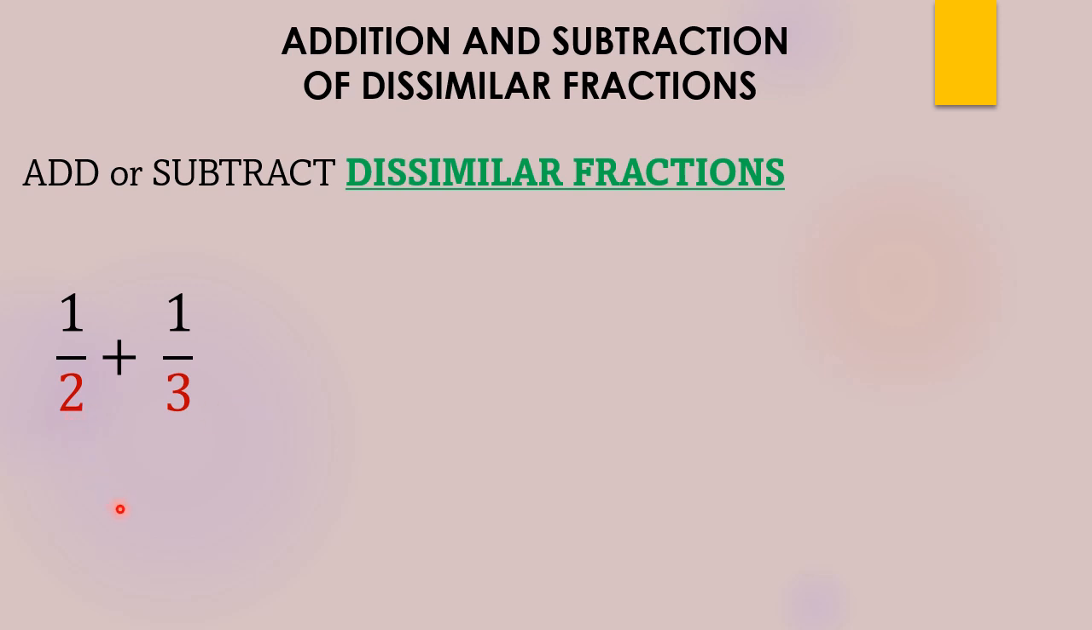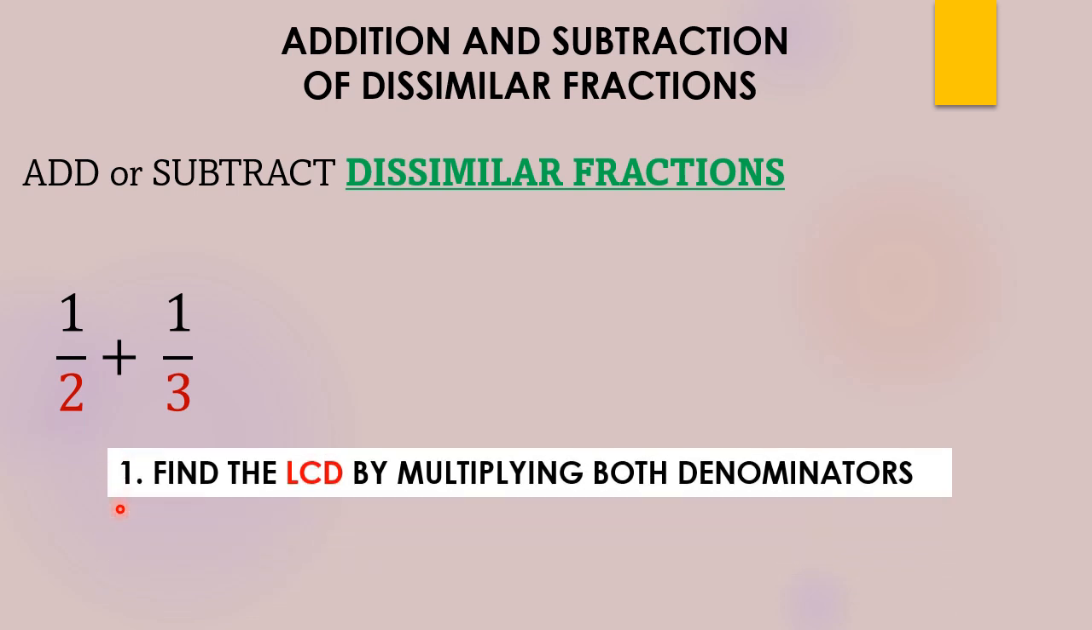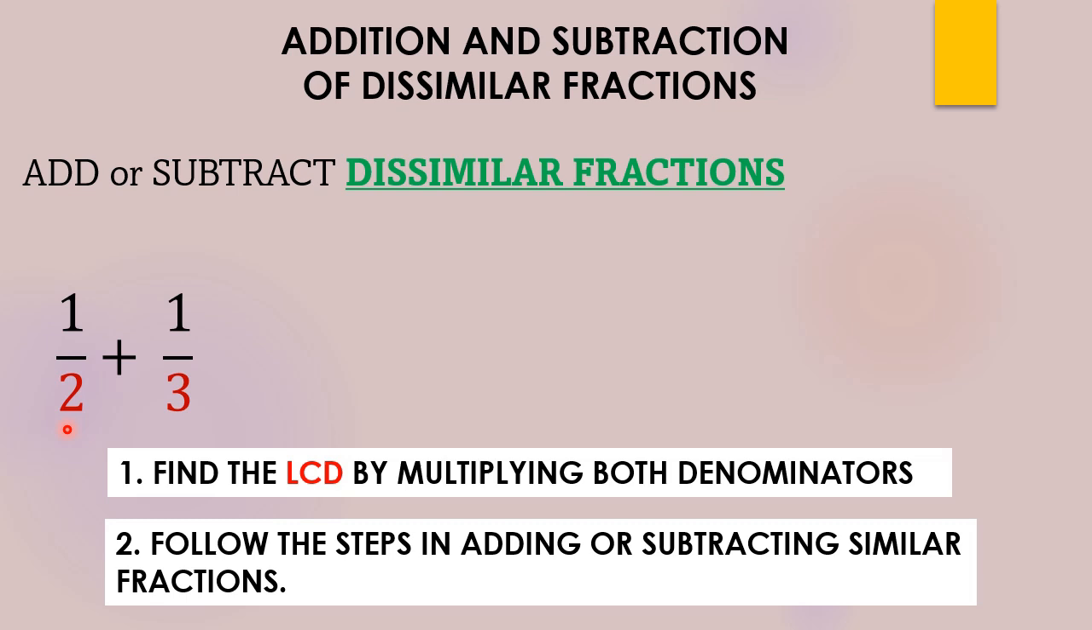To add dissimilar fractions, we need to find the LCD by multiplying both denominators. So how do we find the LCD, or what we call the least common denominator? By getting the product of the denominators. Since our denominators are 2 and 3, the LCD is 6. 2 times 3 will give us 6. So this will be the common denominator.